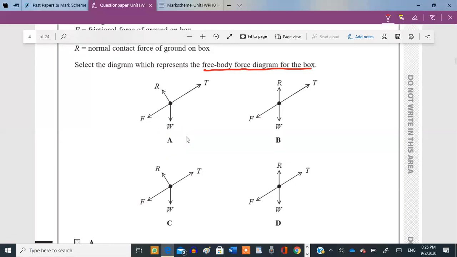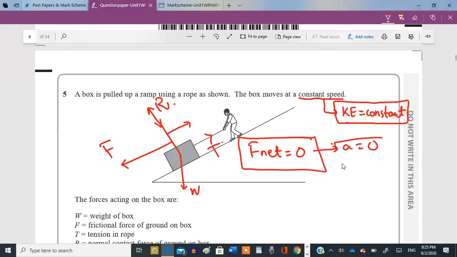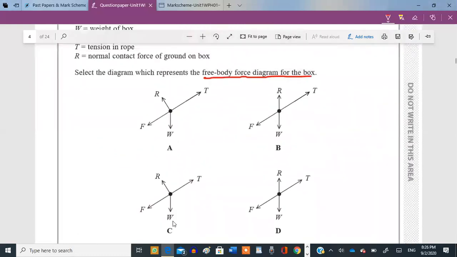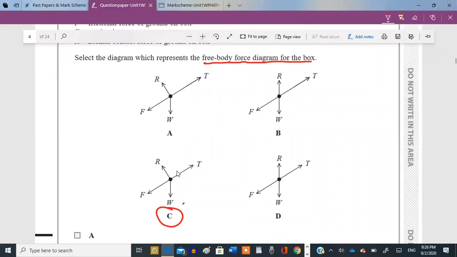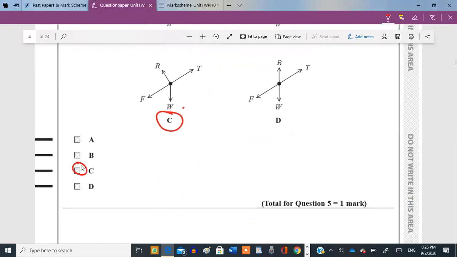The length of the arrow represents the magnitude, and since it was moving at constant speed, that means the net force acting on it is 0, right? Constant speed means net force is 0, means acceleration is also 0. So in that case, the tension and the friction force have to be equal. So it's not A, it's C. The forward and the backward forces must be equal. So that's C. Clear?